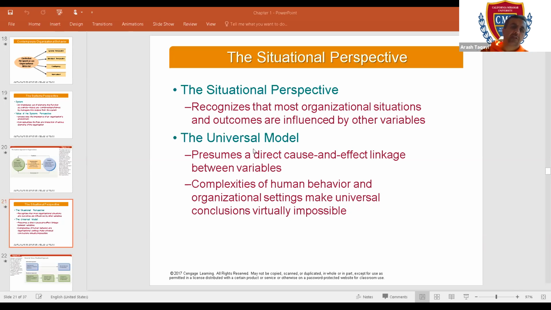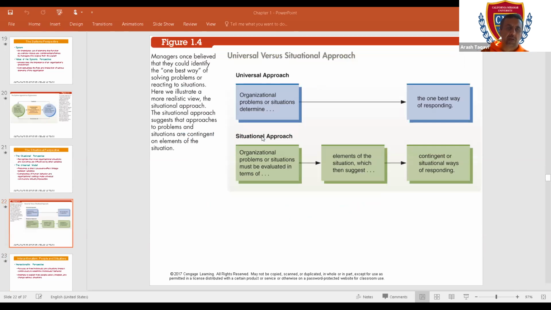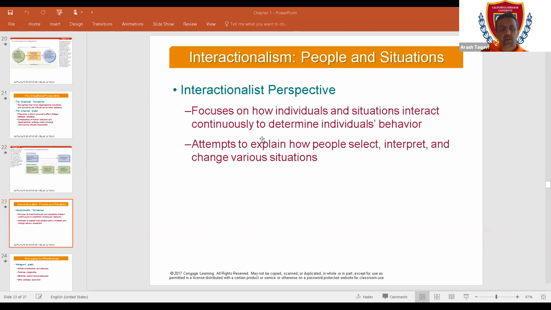Is it true or not? It is one of the questions in the situational perspective. Interactionalist perspective: people and situation interact together, not only people, not only situations. The organization is combined of two parts, people and situation. It focuses on how individuals and situations interact continuously to determine individuals' behavior. It attempts to explain how people select, interpret, and change various situations.